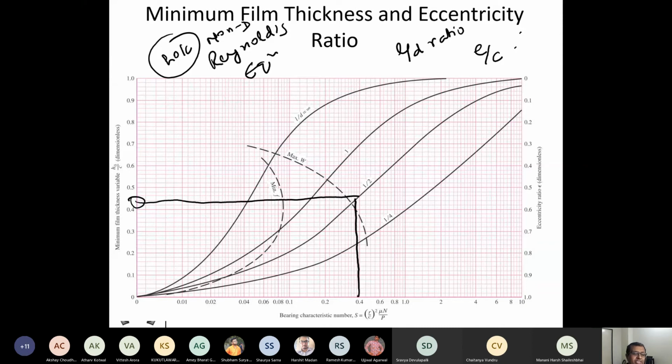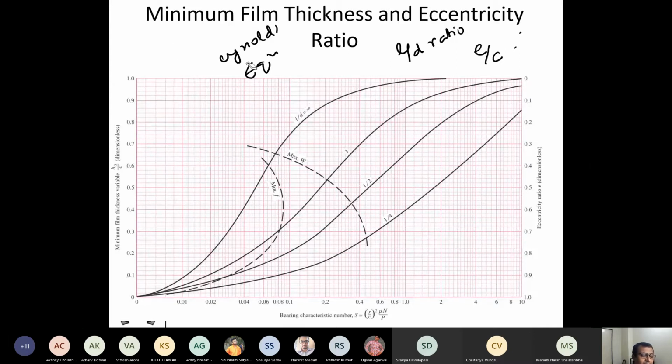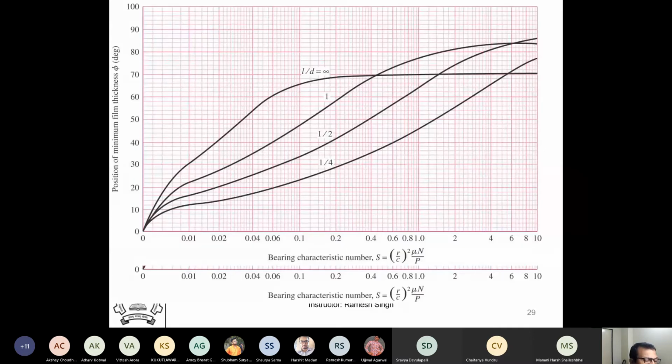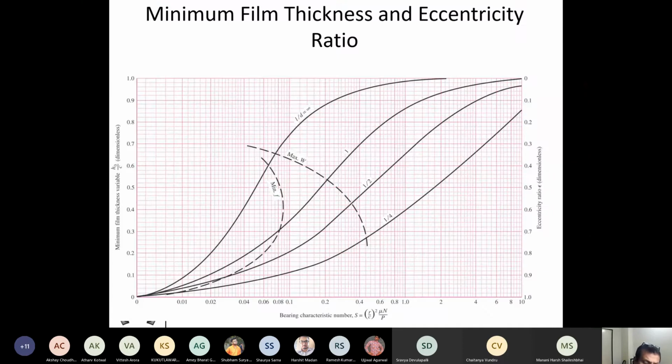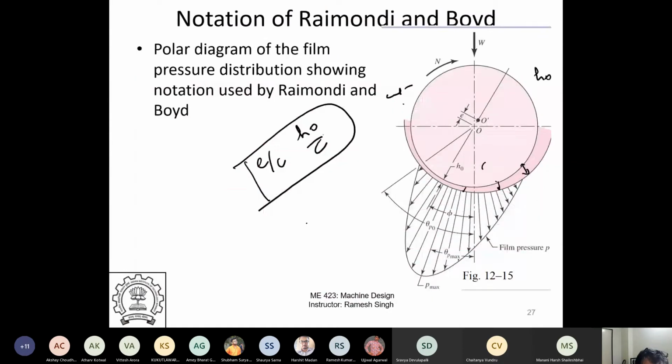Any questions here? We'll do a problem and then we'll have a better handle on this. Same thing about phi. This is the position of minimum film thickness. Where does the minimum film thickness occur with respect to the vertical axis? This is phi, measured from the vertical.